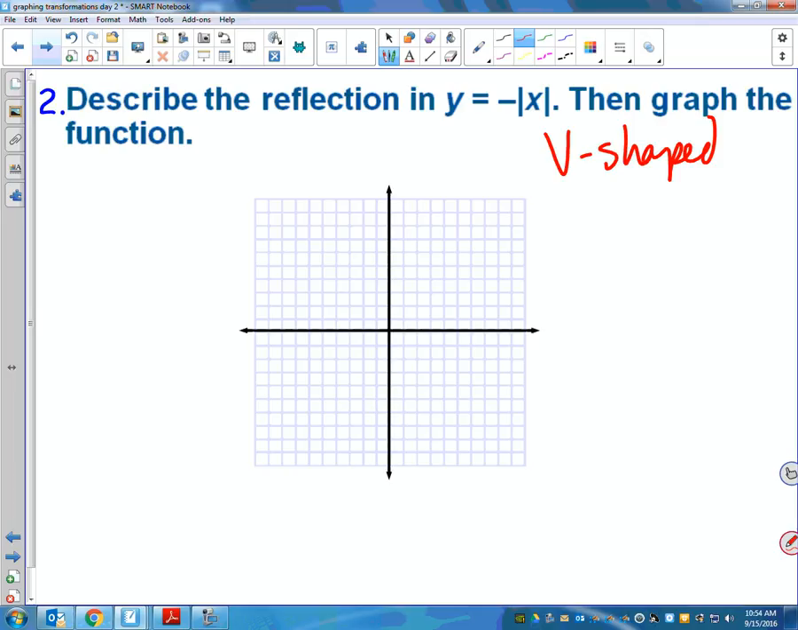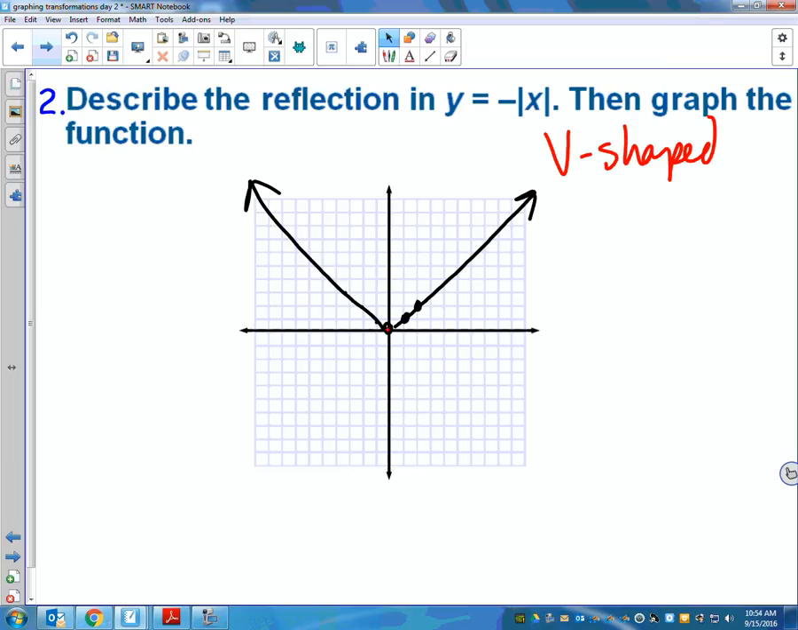So again, if you know what the basic one looks like, the parent function, right? And so the parent function, again, I'll do it in black here. You don't have to graph both every time. But the parent function starts at 0, 0, and it just goes up this line here, right? And this one goes back this way. V-shaped graph.